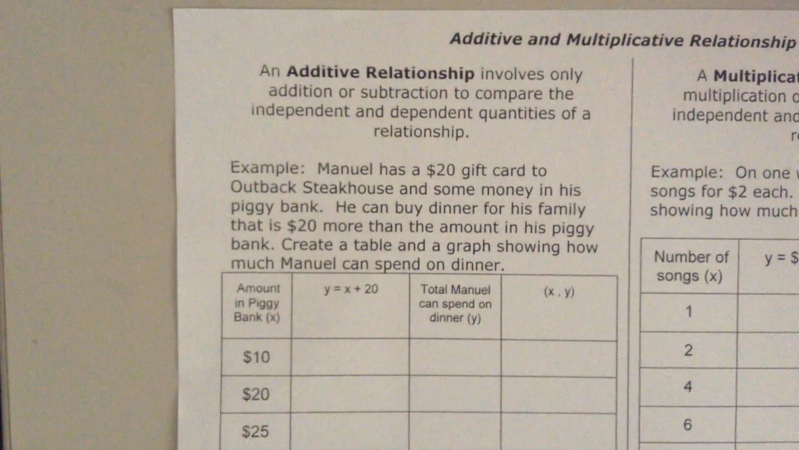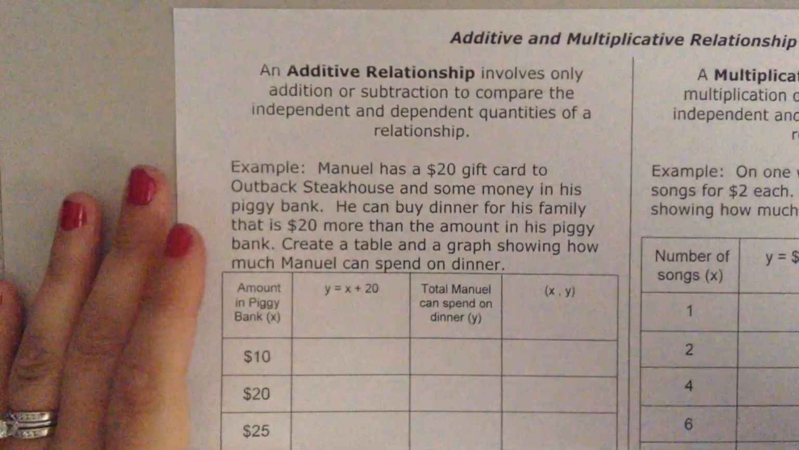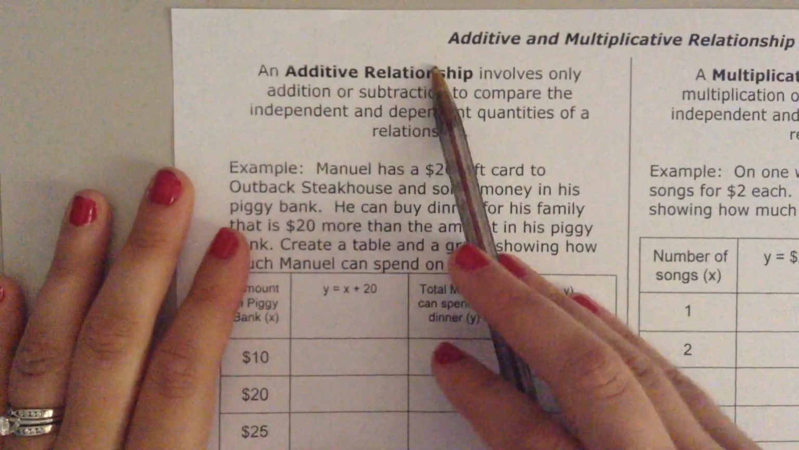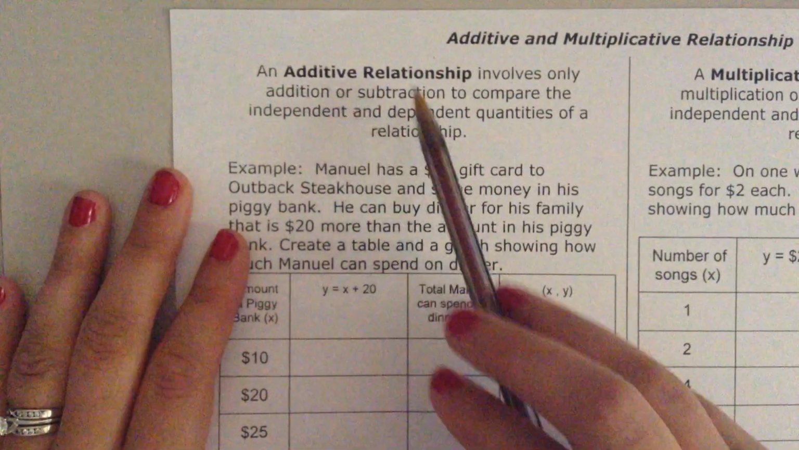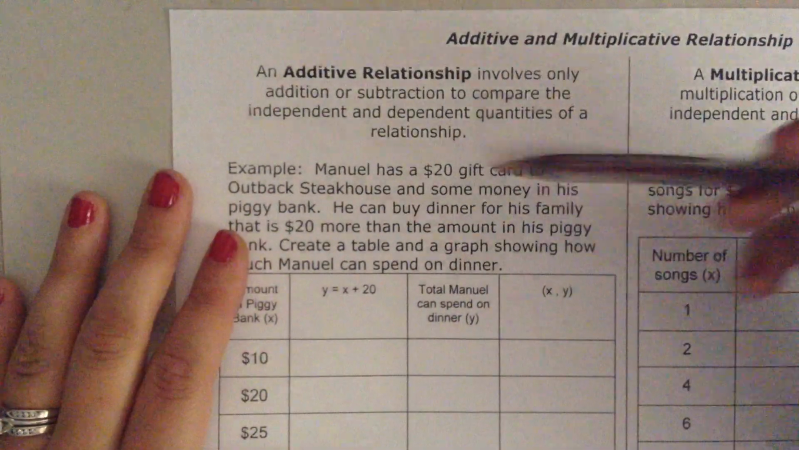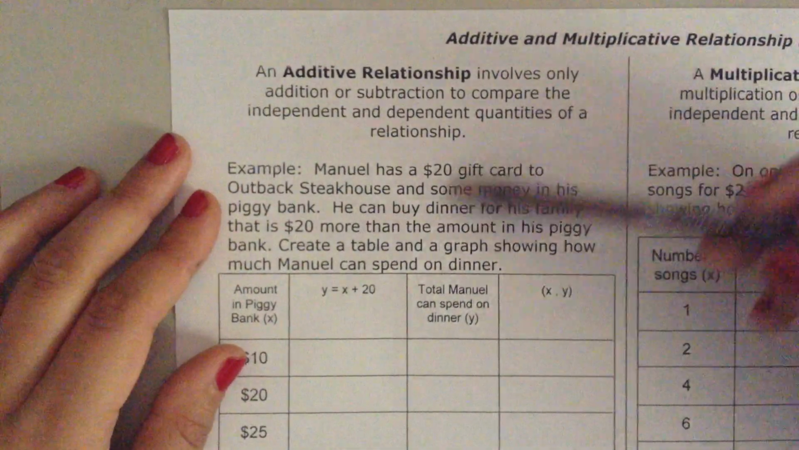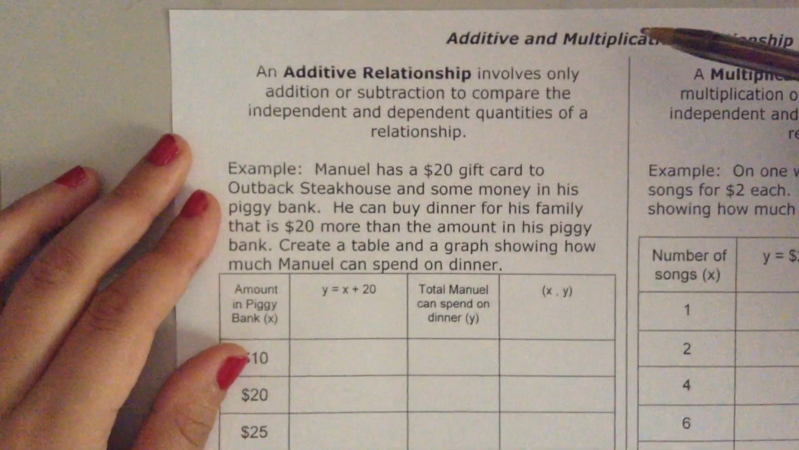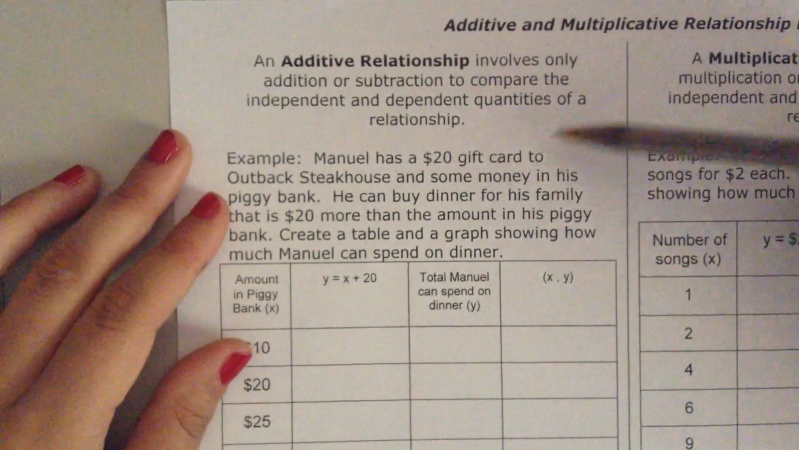Hi guys, so today we're talking about additive relationships, and just to review, an additive relationship involves only addition or subtraction to compare the independent and dependent quantities of the relationship. So we're going to be doing an example that is an additive relationship. So here's the first example.